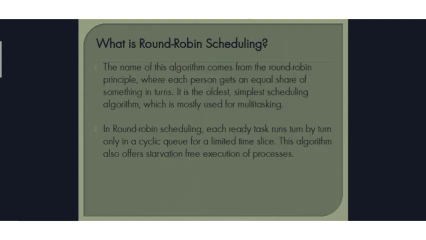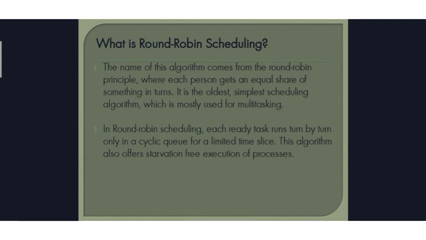So what is round-robin scheduling? The name of this algorithm comes from the round-robin principle, where each person gets an equal share of something in turns. That is, there is a circular arrangement in the form of a queue where each and every task or person gets an equal amount of time to perform the task. It is the oldest, simplest scheduling algorithm, which is used mostly for multitasking. It is used for multitasking because it is the most efficient way of performing multiple tasks altogether.